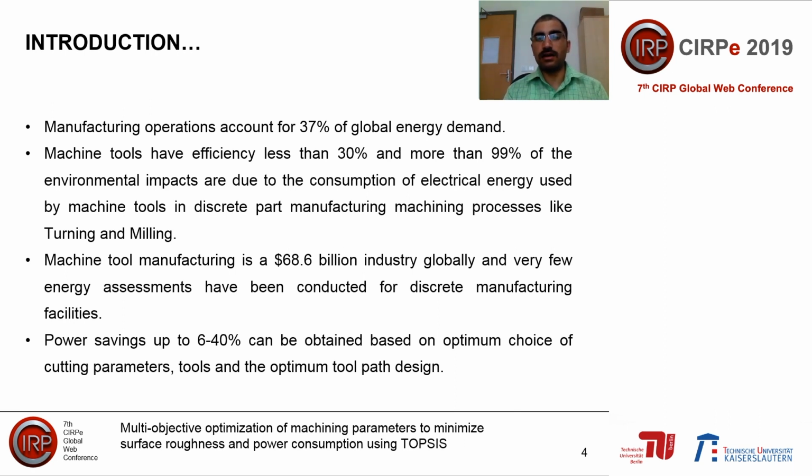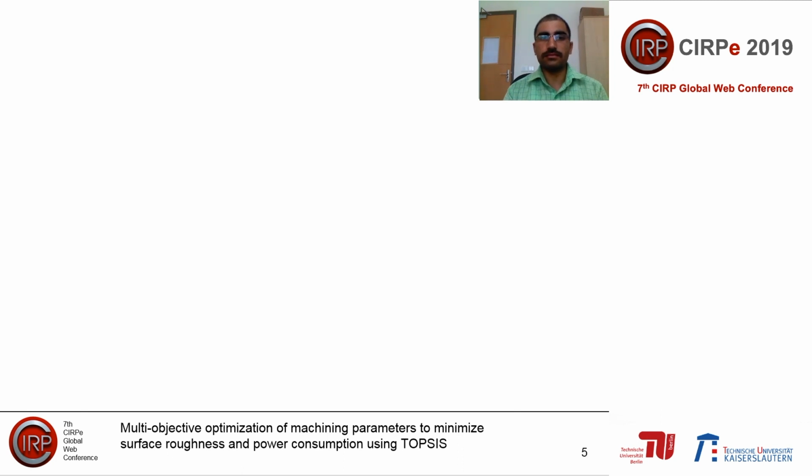So considering these facts, in the present study we have conducted multi-objective optimization for two responses. One is power consumption and the other is surface roughness, because surface roughness is also a widely accepted product quality index in the industry. The multi-objective optimization has been done using the TOPSIS method.